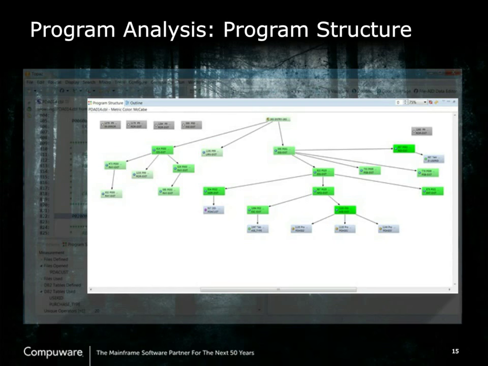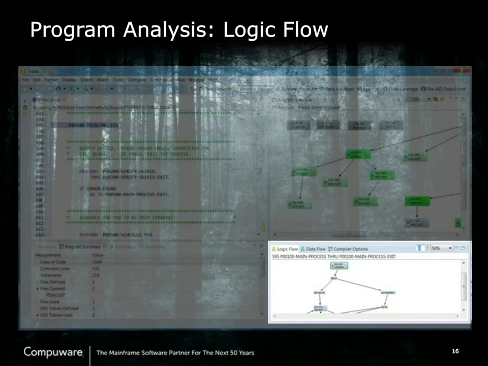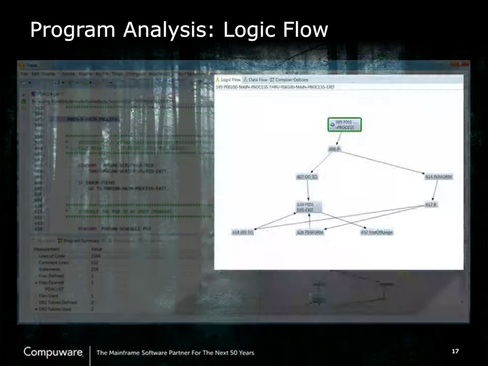The second tier of this static visualization is what we call logic flow. Once you're in a paragraph, and let's expand this one too, we'll actually show you the logic of that paragraph, or proc if it's PL/1, visually. Here you can see that this starts with an if, and if it's true, it goes to line 607, and if it's false, it goes to line 614, and then it leads back to a perform. So you can follow the code visually if you so desire.